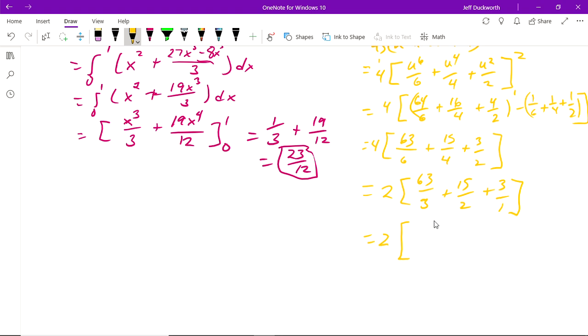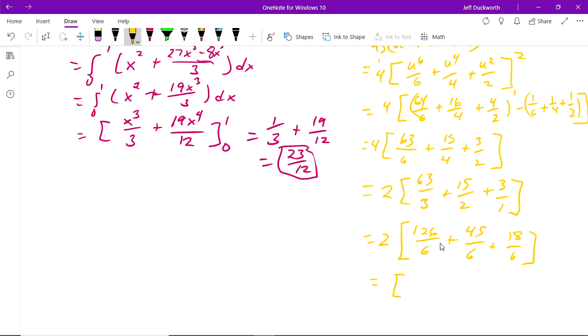All right, so 6 is my common denominator. We're going to multiply 63 times 2, so that is 126. 15 times 3 is 45. Excuse me, that should be a 6. And 3 times 6 is 18. And again, I can cancel, I've got a 6 in all of these, so I've got the 2, so I can make it over 3.